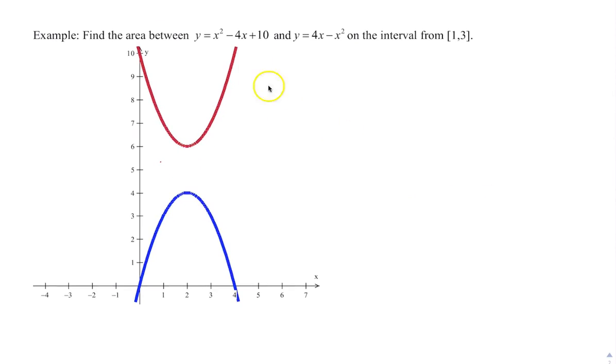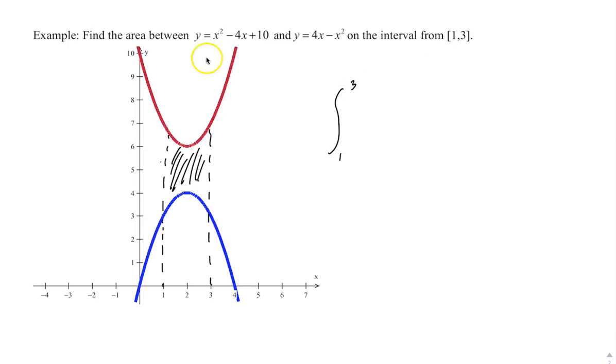Example: find the area between y equals x squared minus 4x plus 10 and y equals 4x minus x squared on the interval 1 to 3. So they give us the interval 1 to 3. So I know that I'm going to find the area between 1 and 3. So we want to look for this region right here. So right now, my integral is from 1 to 3.